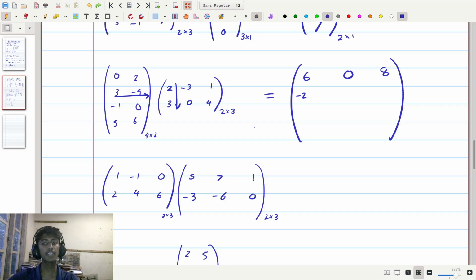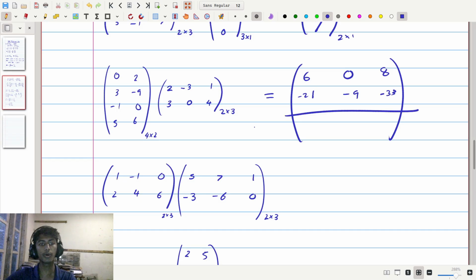Moving on, the next element is going to be the second row second column, which is going to be second row times second column, which is 3 times negative 3, which is negative 9, and negative 9 times 0, which is 0. So we have negative 9 plus 0, which is negative 9, and therefore here we have negative 9. Moving on, this element is going to be second row and third column, which is going to be 3 times 1, which is 3, minus 9 times 4, which is negative 36, and therefore we have negative 36 plus 3, which is going to be negative 33.